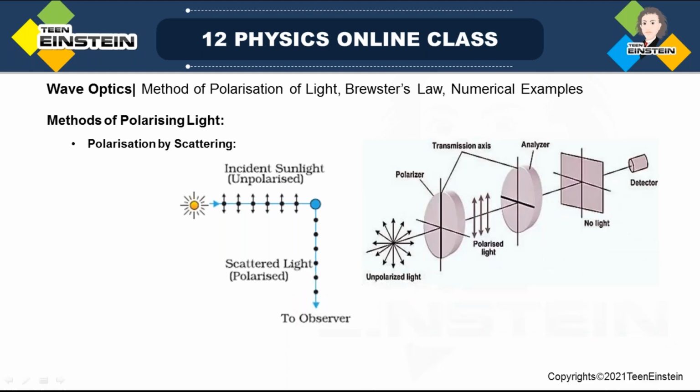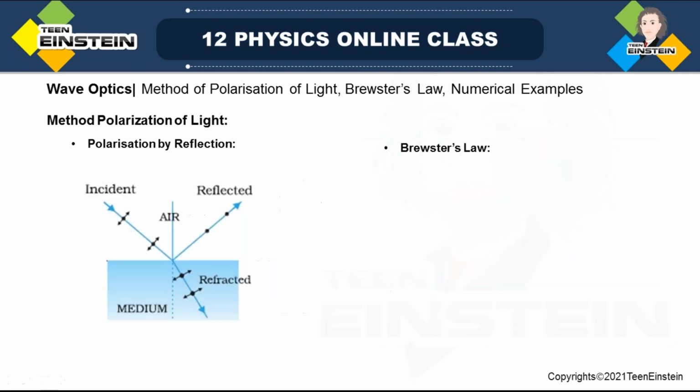Now we'll go to the next part. Here I was trying to give you a feeling of how you can analyze a light, whether it is polarized or unpolarized. This is what I have already discussed in the beginning, so I'm not repeating it. Now we'll see the method of polarization of light by reflection. So by reflection, how can we polarize a light?